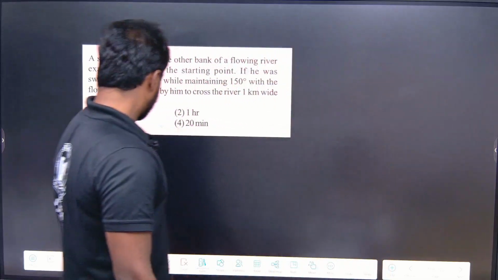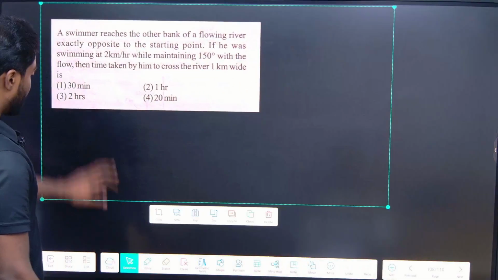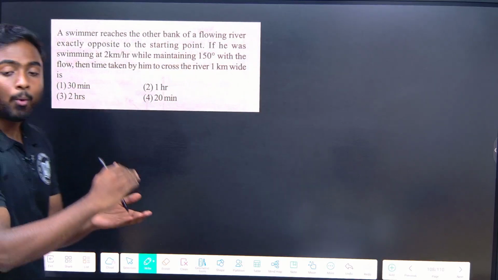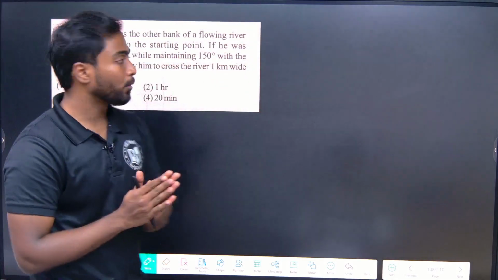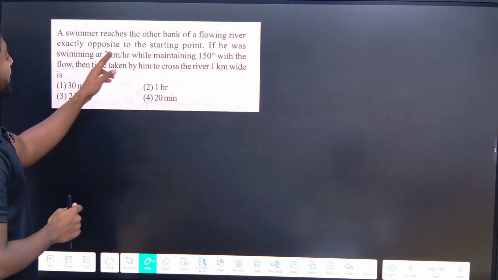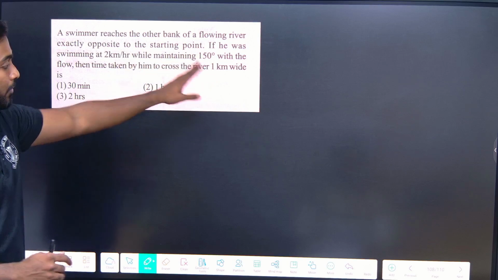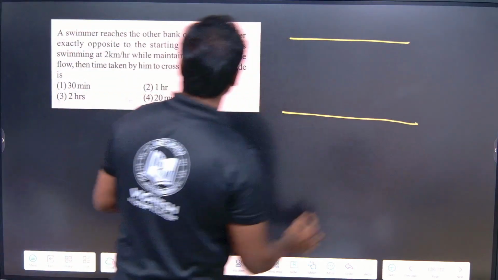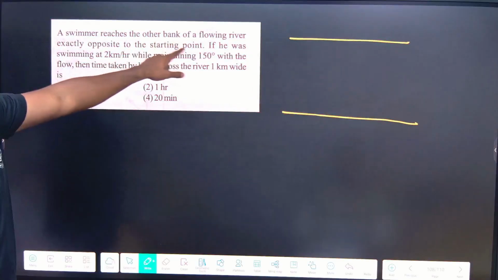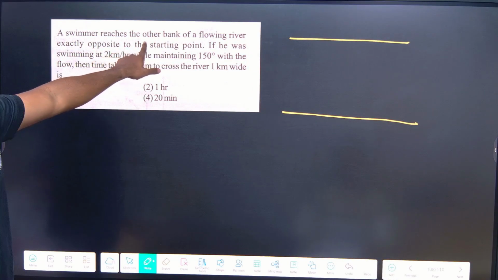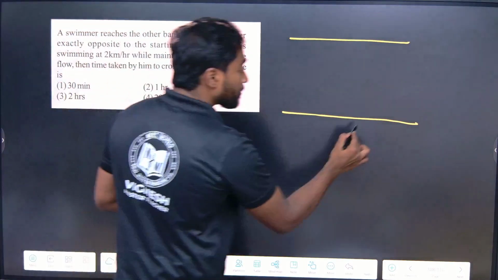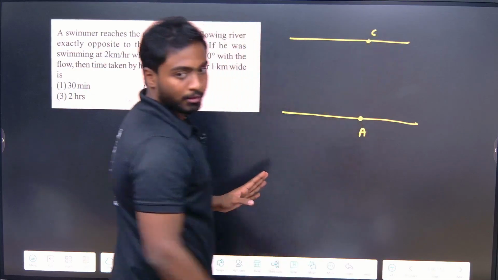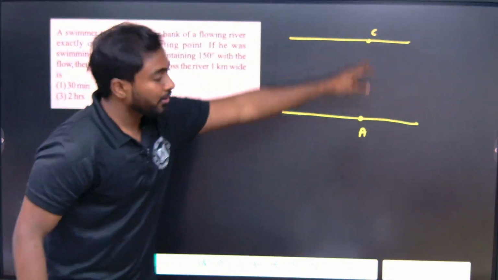Okay. Here is the question. The swimmer reaches the other bank, which means he is starting from one side of the river and going to the other side. The river is flowing, and he reaches exactly the opposite point to the starting point. This is my river. He reaches the other bank with the exactly opposite point. So he is reaching from point A to point C.